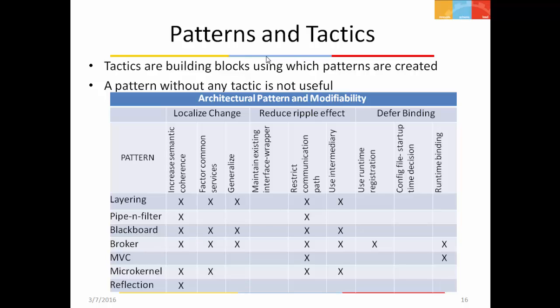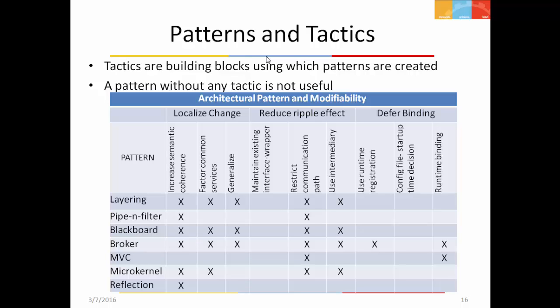Broker pattern, again, is similar. It increases semantic coherence. It definitely factors common services. It can allow generalization. It restricts communication path. It uses intermediary. The broker itself is an intermediary. It uses runtime registration, and it also uses runtime binding. The dynamic invocation interface is that. MVC pattern also restricts the communication path. It also implements runtime binding.